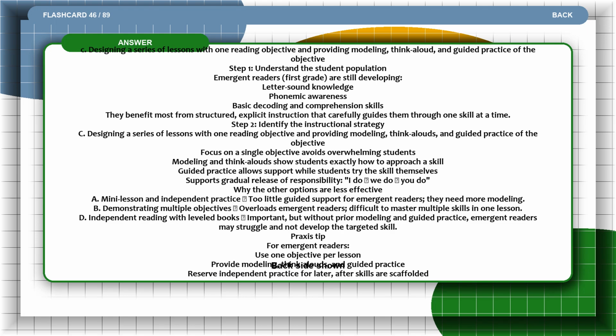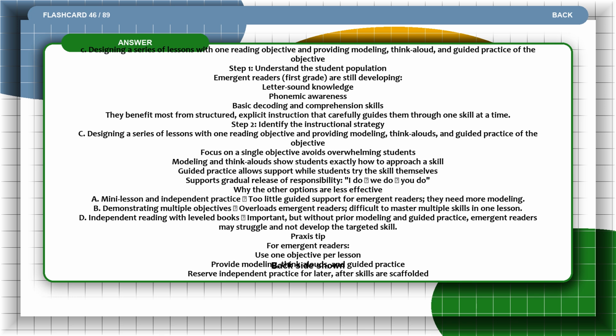The answer is C. Designing a series of lessons with one reading objective and providing modeling, think aloud, and guided practice of the objective. Step 1. Understand the student population. Emergent readers in first grade are still developing letter sound knowledge, phonemic awareness, basic decoding, and comprehension skills. They benefit most from structured, explicit instruction that carefully guides them through one skill at a time.